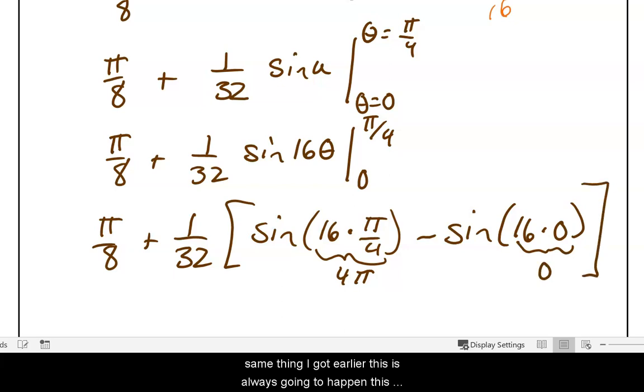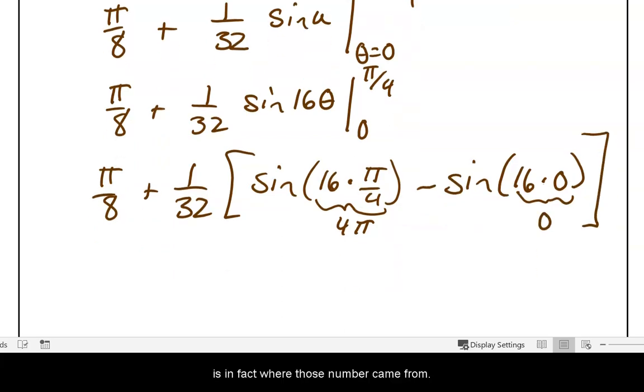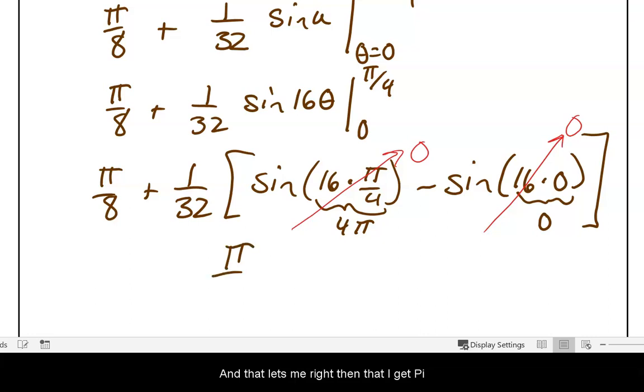Same thing I got earlier. This is always going to happen. This is, in fact, where those numbers came from. So now I can evaluate what those become. The sine of 4 pi is 0, and the sine of 0 is 0. And that lets me write then that I get pi divided by 8 for the final amount of area. Let's take a look at our next example.